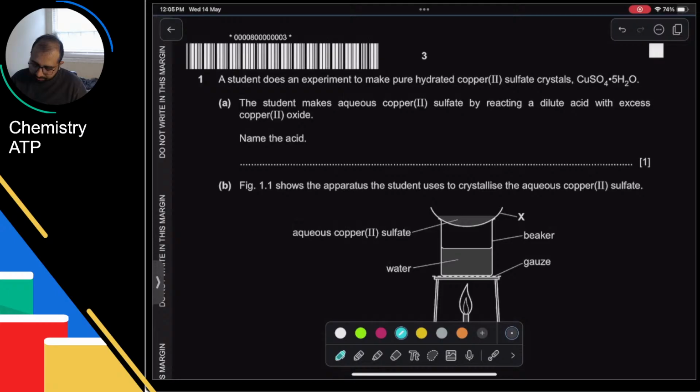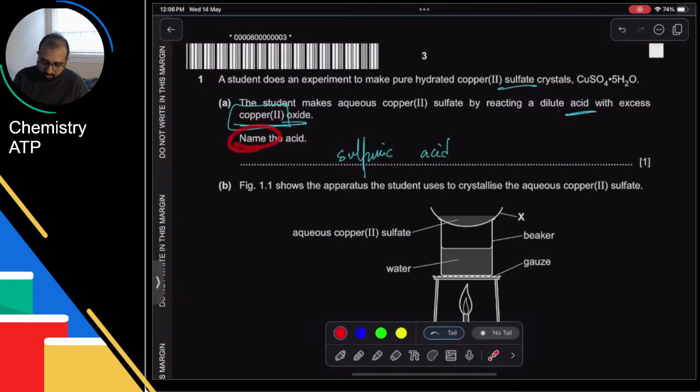Alright. This one makes copper sulfate by reacting dilute acid with aqueous copper 2 oxide. Again, you get the cation from copper 2 oxide. So the anion will come from something with sulfate, right? And which acid has sulfate? Sulfuric acid. So I will write sulfuric acid. Now make sure that you name it. You don't write the formula, because the examiner asked you specifically to write the name.